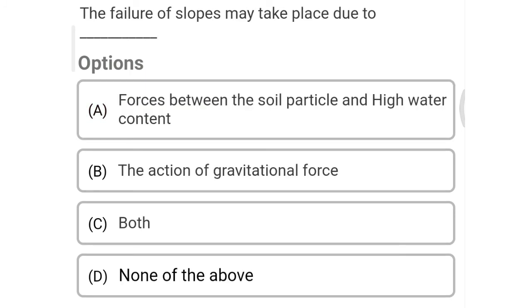So next question, the failure of slopes may take place due to option A forces between the soil particles and higher water content, option B the action of gravitational force, option C both, option D none of the above. So the correct answer is option C both.